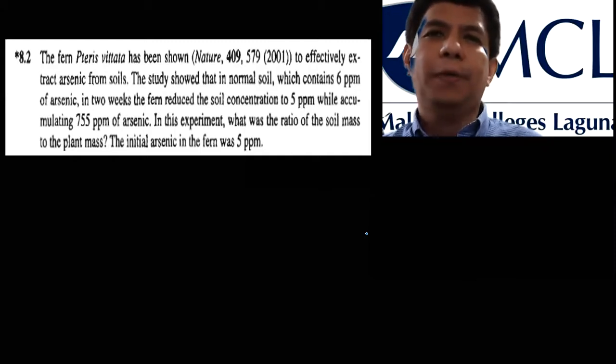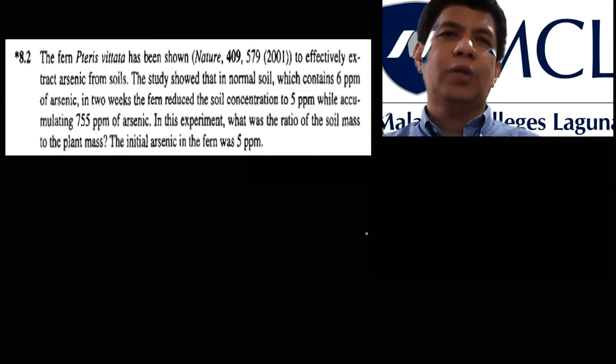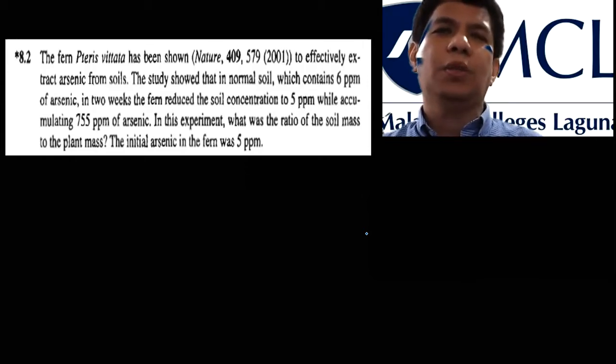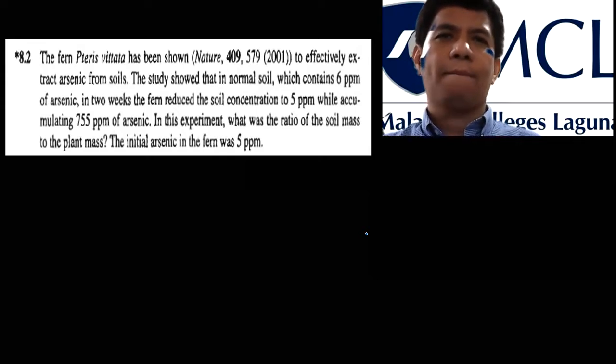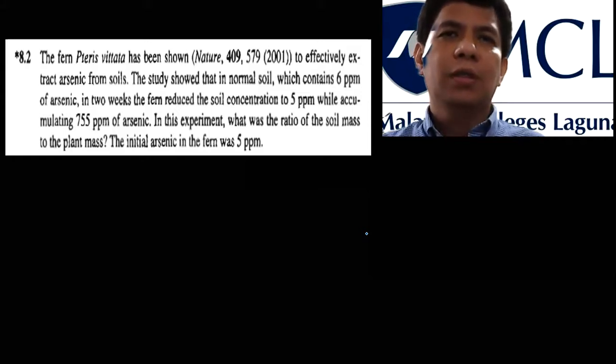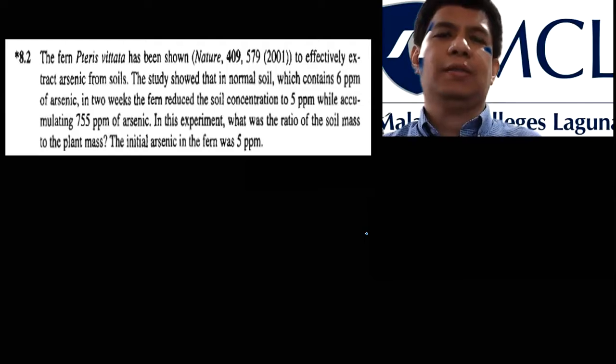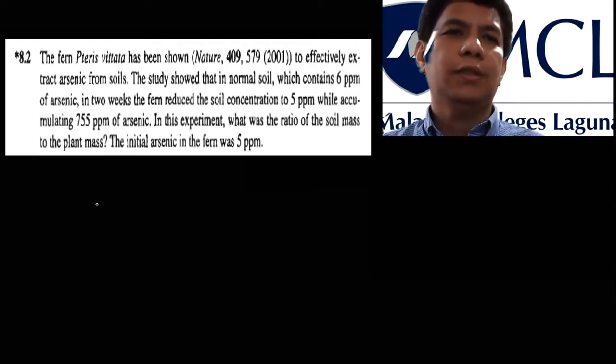So, of course, the first step that you need to do is to draw the diagram. Let's try to draw the diagram. And then basically, you're just going to perform an arsenic balance. So the arsenic balance will give you the ratio of soil to the absorbent, in this particular case, the plant mass. Okay, so let's draw the diagram.